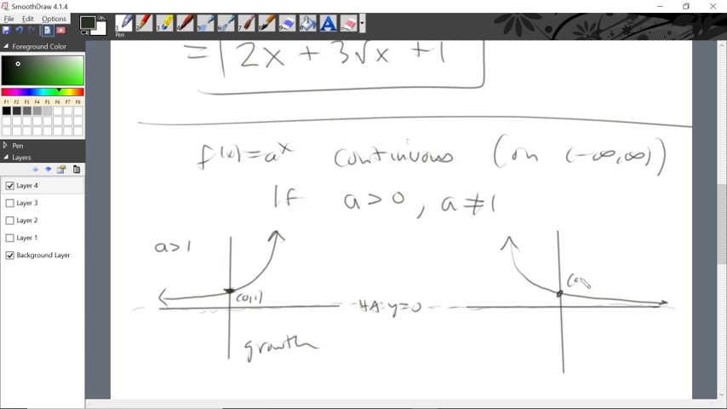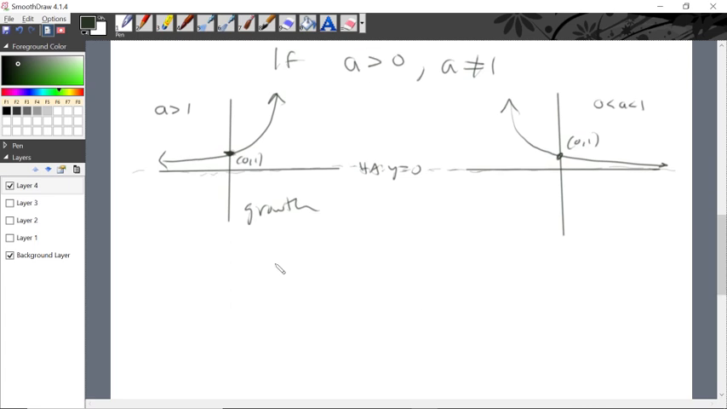It also crosses through the point (0, 1). This is the case where a is between 0 and 1. Why the funny business? Why not the other numbers? Well, what happens if a is equal to 0?